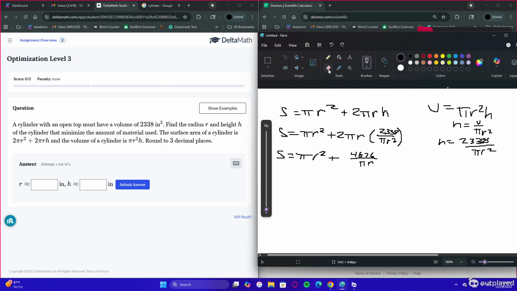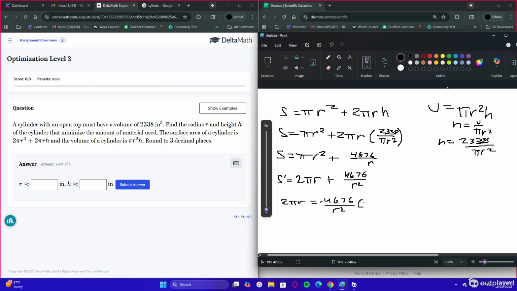Okay, but notice how we have a pi here. We shouldn't have a pi there because when you multiply them, the pis cancel, so you're left only with one r. So now with that information, we can take the derivative of surface area in terms of only r. That would be 2 pi r plus 4676 over r squared. And now solving that for 0, 2 pi r would be equal to negative 4676 over r squared.